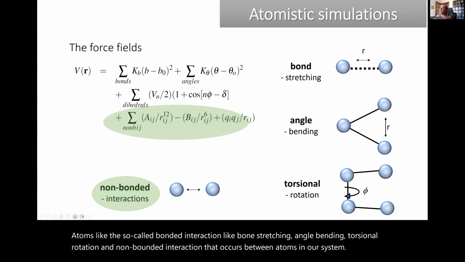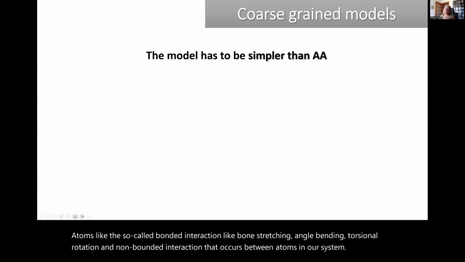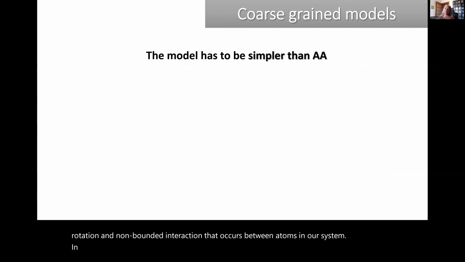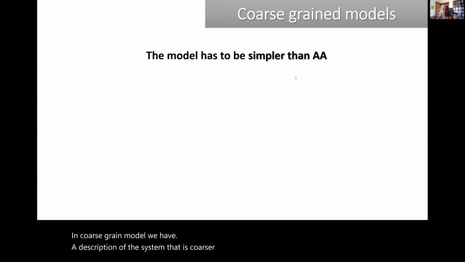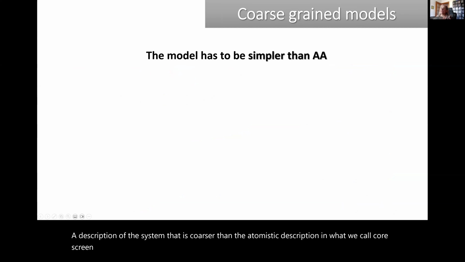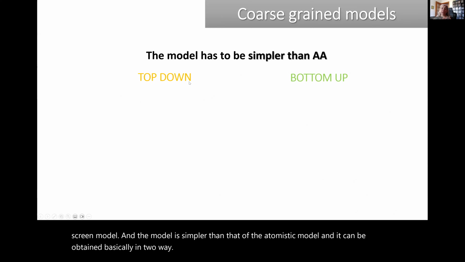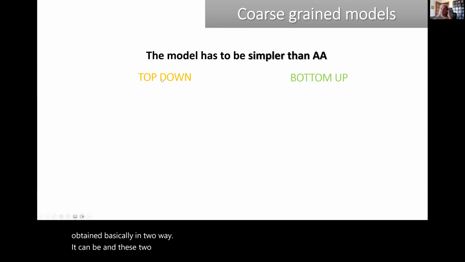In a coarse-grained model, we have a description of the system that is coarser than the atomistic description. The model is simpler than the atomistic model, and it can be obtained basically in two ways.